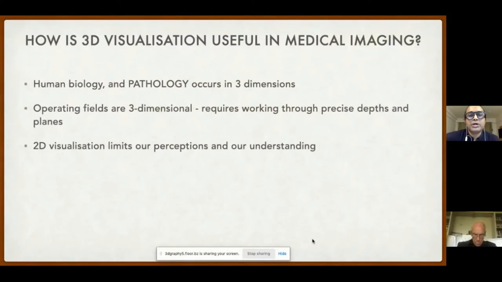So why should 3D be useful in medical imaging at all? Because obviously our human biology and pathology is not two-dimensional, it is three-dimensional. There are so many tissue planes. There are so many areas where we need to be aware of the distance between one structure and the next. When we are operating on a patient, it's not a two-dimensional field. It's not as if you're drawing on paper. It's three-dimensional, with even millimeters and even microns making a big difference to our surgeries or our procedures. And when we look at something as intricate as this in pure 2D, it really limits our perception and our understanding. That's why 3D visualization is so very important in medical imaging.